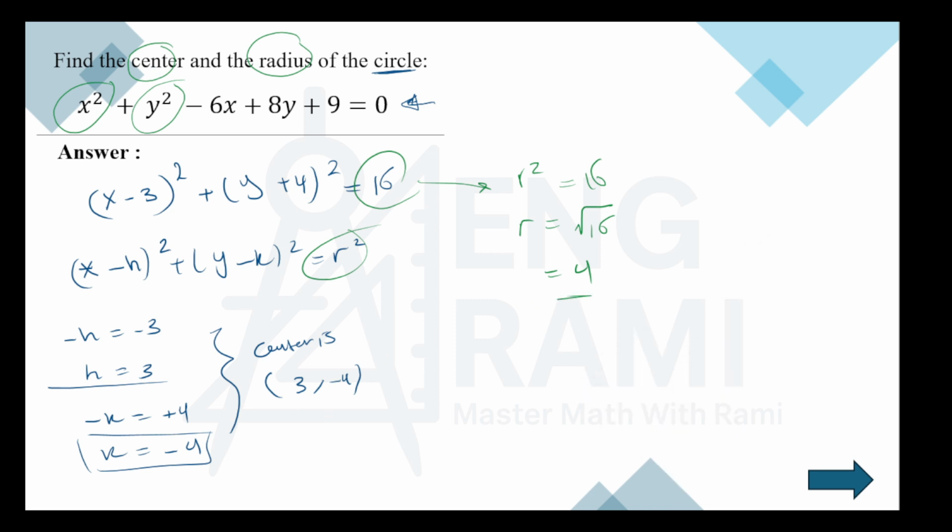For the radius, and the center is 3, negative 4. 3, negative 4, it will be here in quadrant 1, 2, 3, 4. Here is the center, and the radius will be somewhere like this. This is radius equals 4, and this is the center, 3, negative 4. Okay.